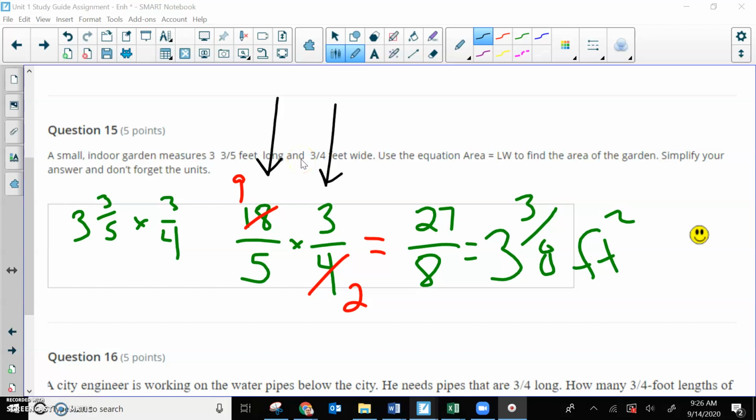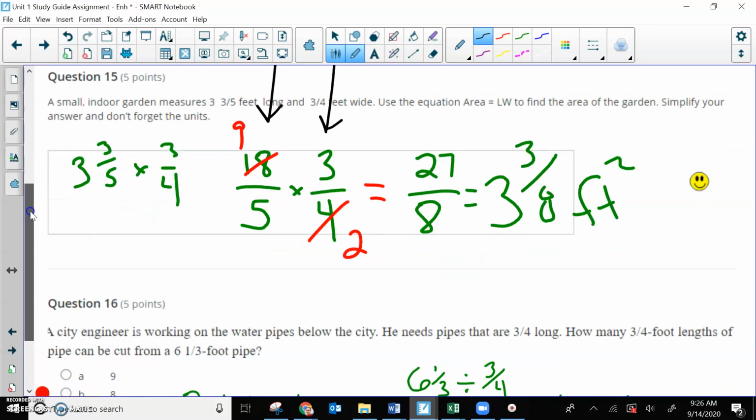All right, this is part 2 here. We don't have a whole lot more to go. We just finished question 15 in the Unit 1 study guide. This is the test practice assignment that you had for homework. I'm just going over these answers right here. We left off with number 15.